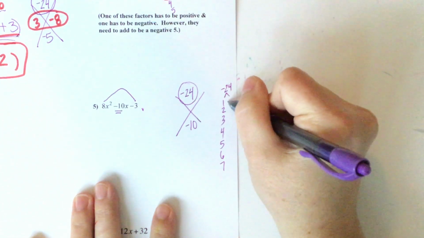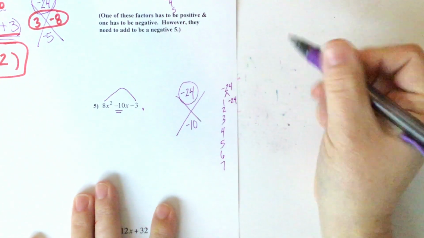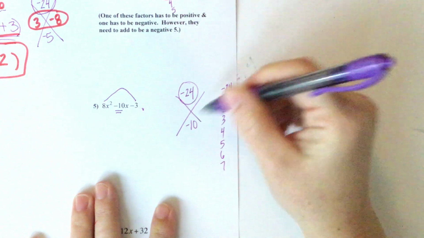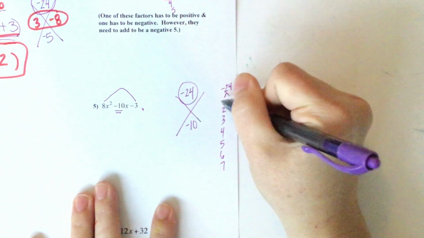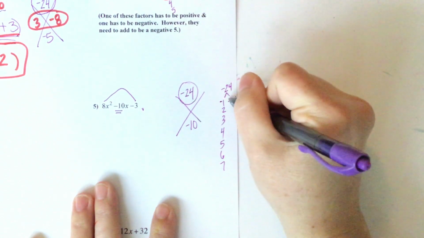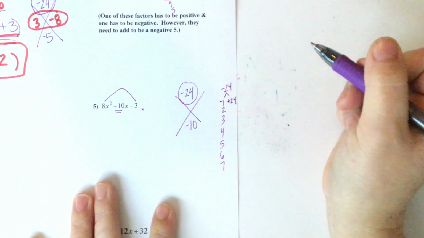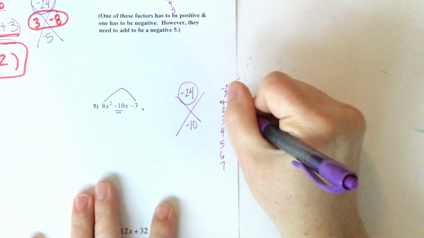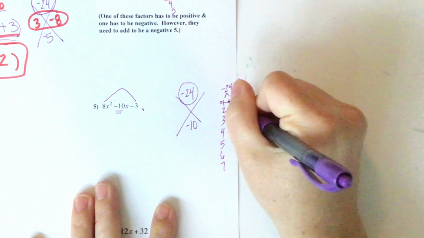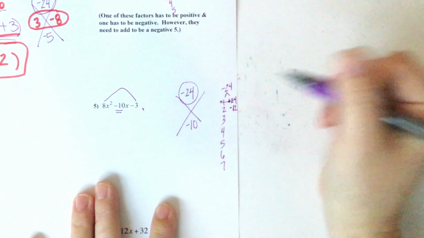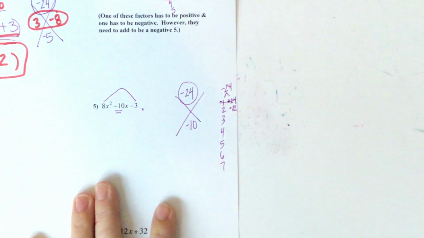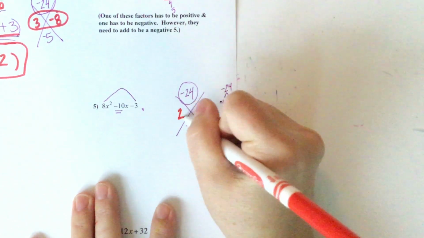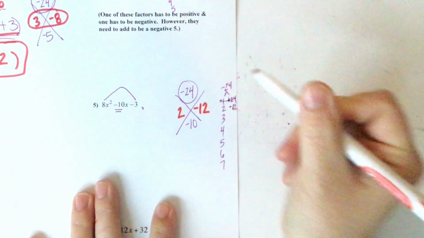So 1 times -24 makes -24. Do these add to make -10? No. What if you switched the signs and made the 1 the negative and the 24 the positive? Nope. Okay, 2 times what is -24? -12. Do these 2 numbers add to make -10? Yes, they do. A +2 and a -12.